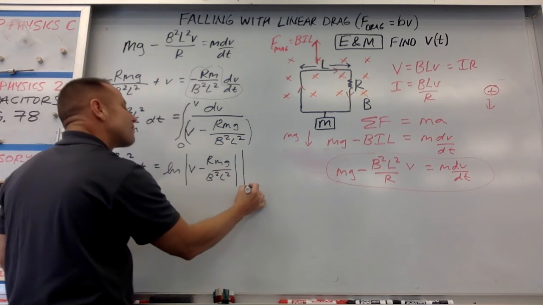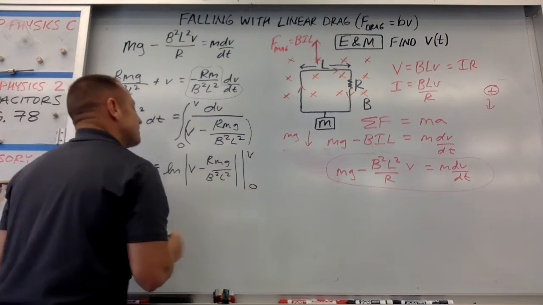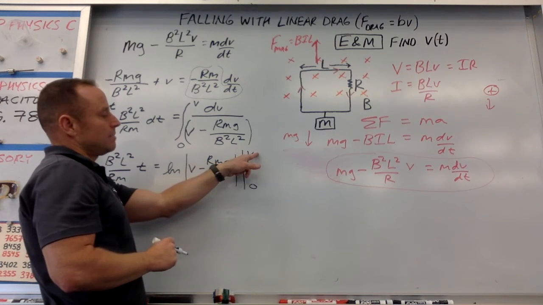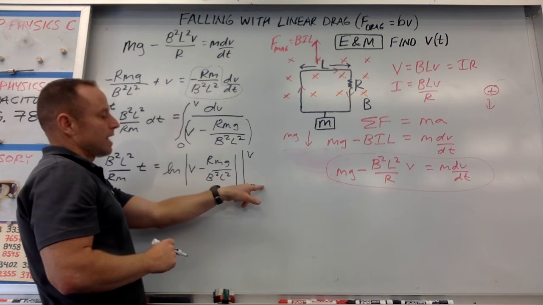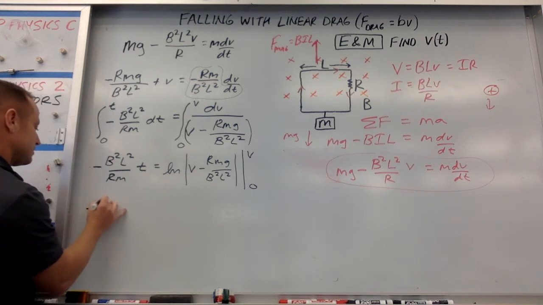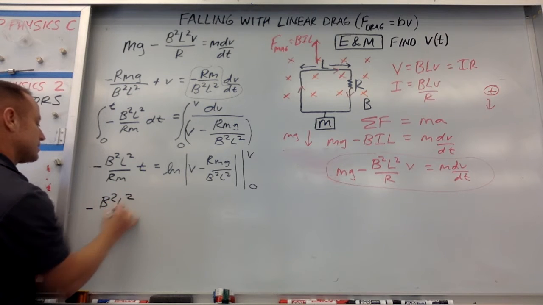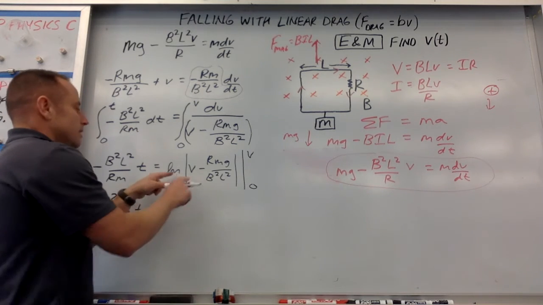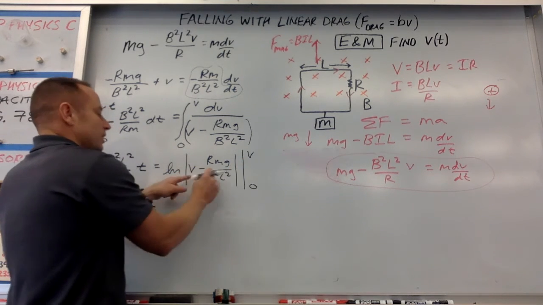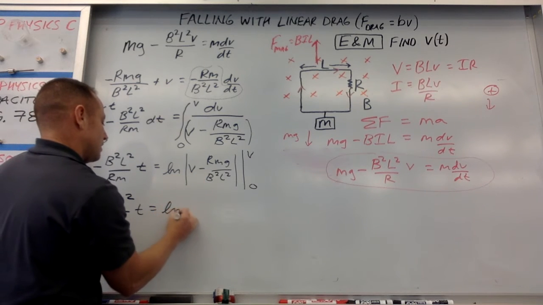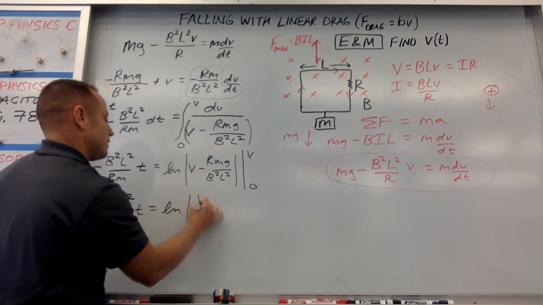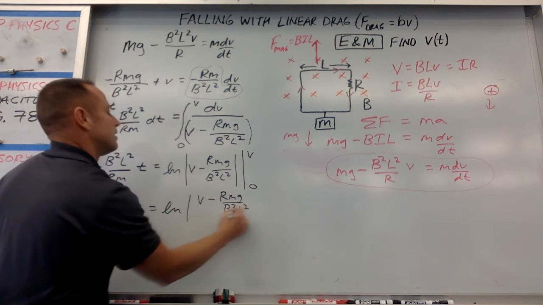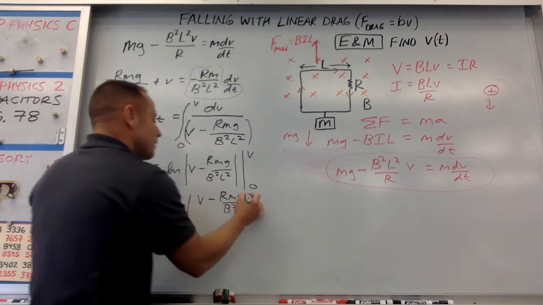And then the key here is you got to remember that you can't be lazy with the limits. So what you got to do is plug in the expression with that limit, and then minus the thing plugged in with that limit. So you'll get minus b squared L squared over Rm t equals log of this expression with v plugged in. Well, that's identically this. So you get log of v minus Rmg over b squared L squared. Okay. And then we have to plug in at 0.